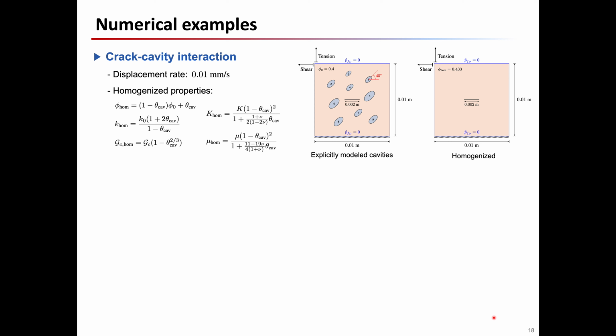We also highlight the model capacity by simulating the crack cavity interaction triggered by mechanical loading. As illustrated in this figure, we prepared a domain that has 9 explicitly modeled cavities and its homogenized counterpart, and performed numerical experiments by applying tensile and shear loads respectively. Also, for the homogenized case, we adopted the homogenized properties based on the volume fraction of the cavity theta cav instead of using the material properties of the intact porous matrix.